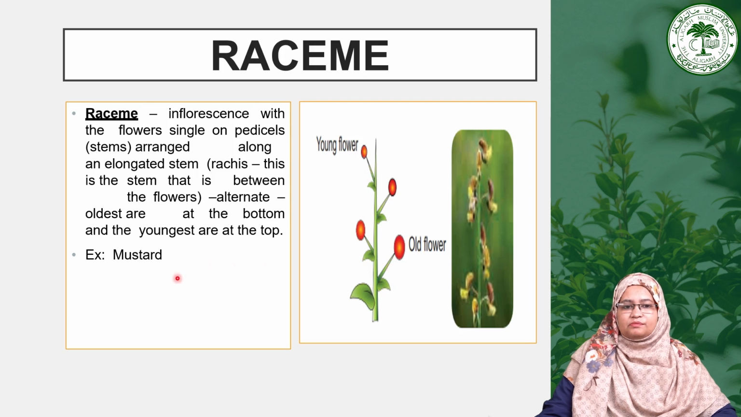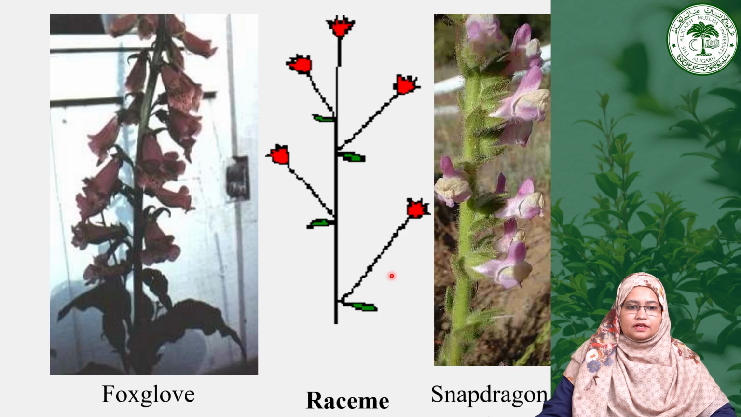And the most common example of raceme is mustard. Besides this, other examples of raceme are foxglove or snapdragon. So as you can see in these particular images, the older flowers are present at the base and the younger flowers are produced at the apex. As you can see, these are the bud stage. So raceme has the pedicellate flowers in which older are at the base and the younger ones at the apex.